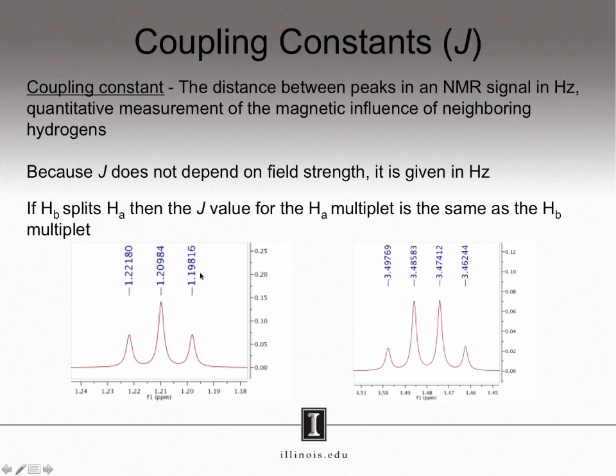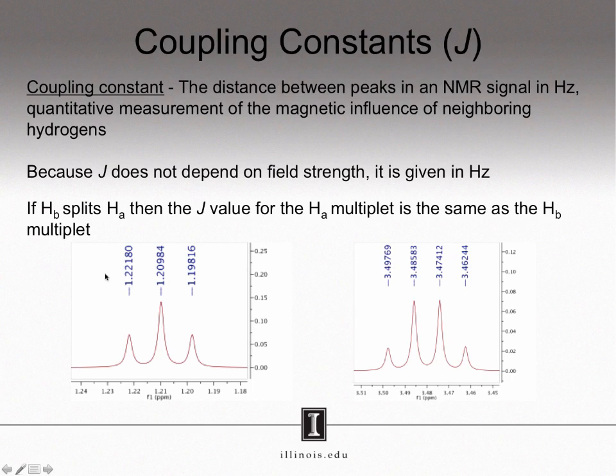To calculate the J value, based on this definition, the distance between the peaks, you might think that this will be as simple as taking value 1 and subtracting value 2. However, there is a caveat here. What you need to remember is that this value must be measured in Hertz, where these values are all in parts per million. How do we convert parts per million into Hertz? We'll discuss this on the next slide.